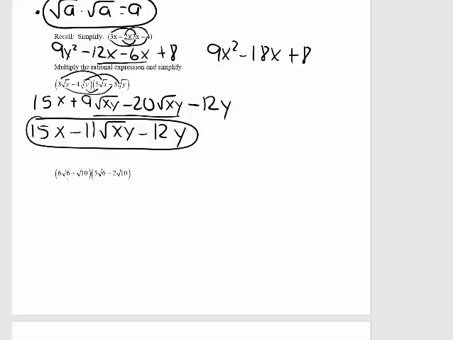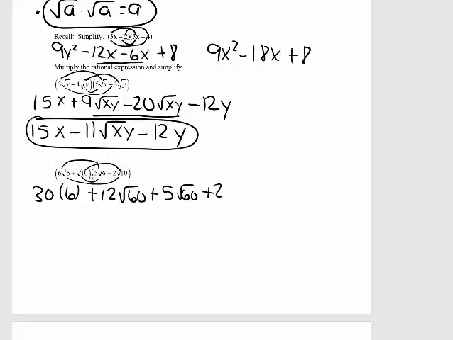All right, one other example I want to multiply. Again, I have a binomial times a binomial, so I'm going to FOIL. So 6 times 5 is 30. Square root of 6 times the square root of 6 is 6. 6 times 2 is 12. Square root of 6 times the square root of 10 is the square root of 60. 1 times 5 is 5. Square root of 10 times square root of 6 is the square root of 60. 2 times 1 is 2. Square root of 10 times square root of 10 is 10.